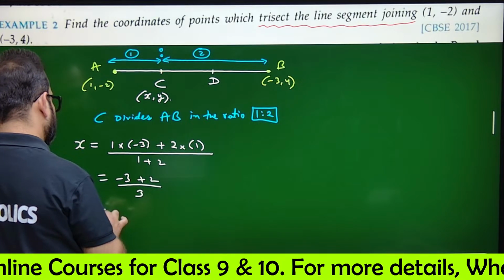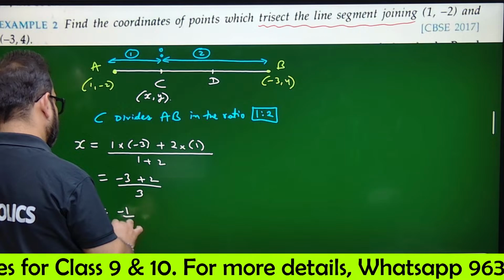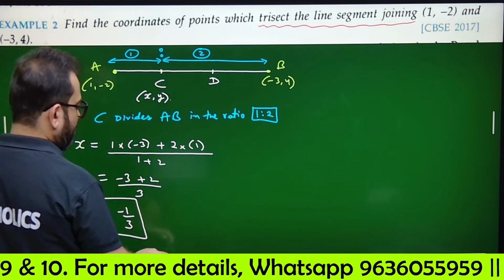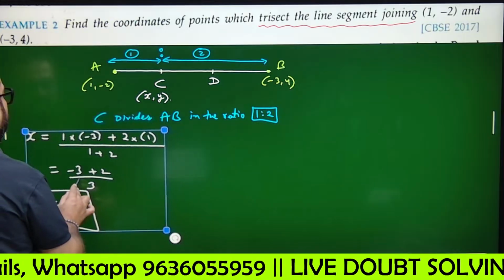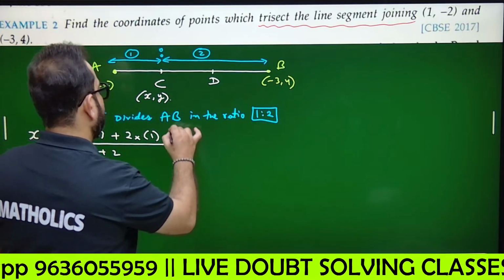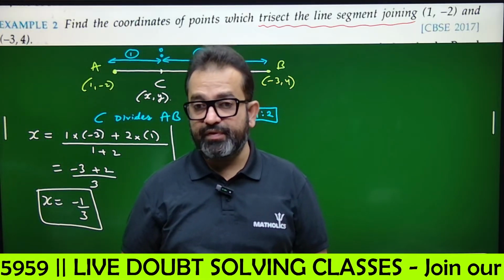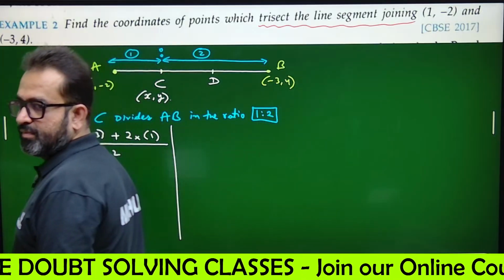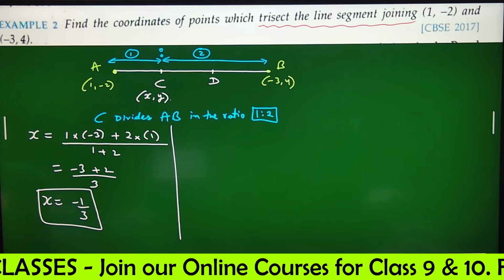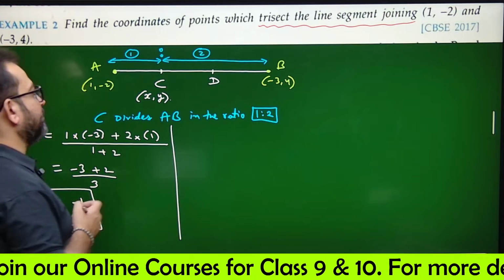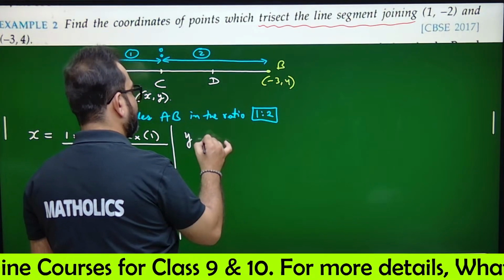So x will be equal to nothing but -1/3. That's it, I just found out x. Is it clear? Yes or no, boys and girls? How actually I found the value of x? Clear? See this thing. Sorted?